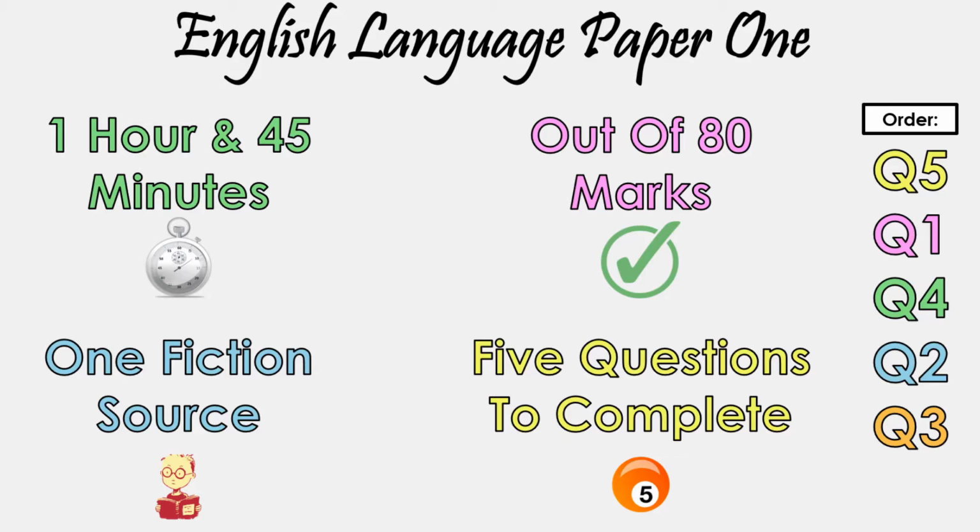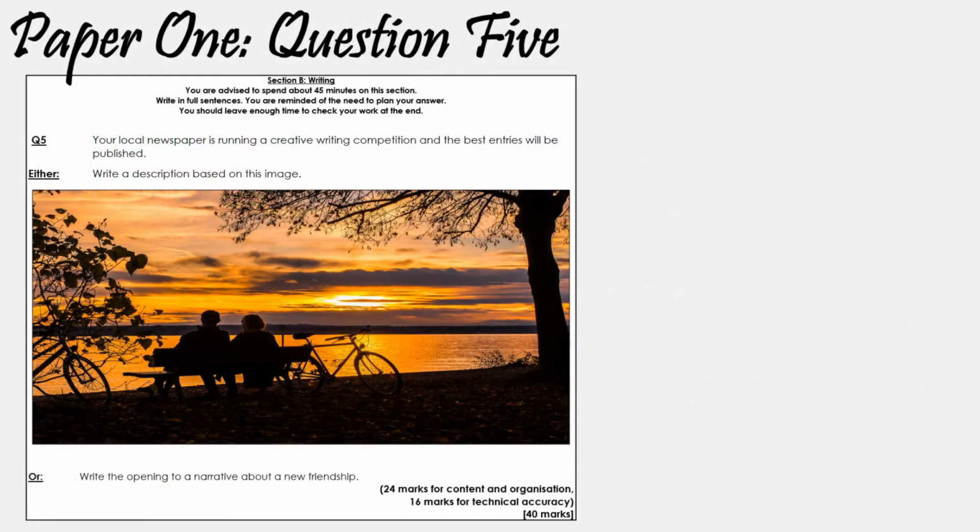The reason for this is that you get all of the big mark questions and the easy question out of the way first. That way you've got 80% of the paper completed in the first 3 questions that you answer. A question 5 looks something like this. It gives you a premise, such as a writing competition. Now this is useful as it tells you the genre, the audience, and the purpose of the text.